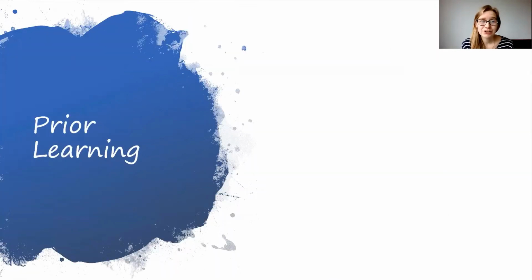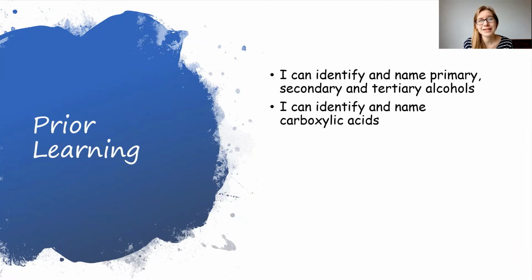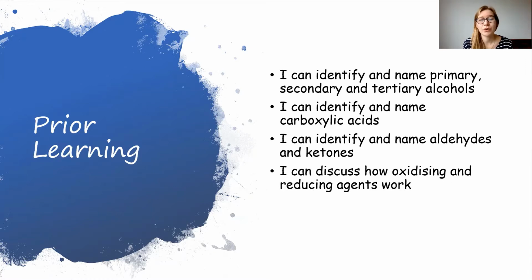The prior learning you should have is being able to identify and name primary, secondary and tertiary alcohols, identify and name carboxylic acids, identify and name aldehydes and ketones, and discuss how oxidizing and reducing agents work. So these are all the things you should be able to do before we start today. If you have any issues with any of them, just pop a wee comment onto Teams and I'll help you with that.